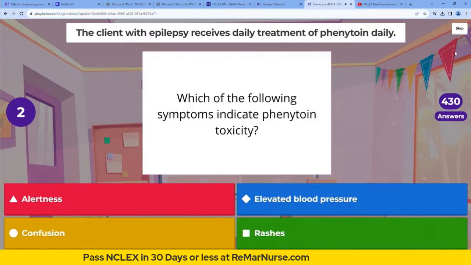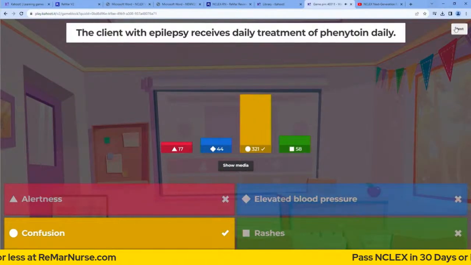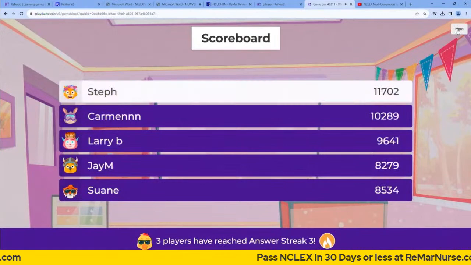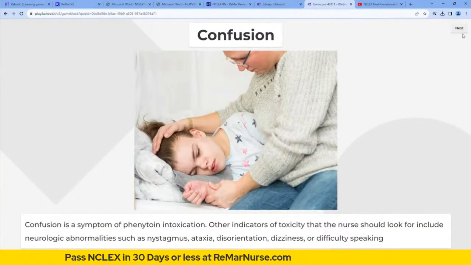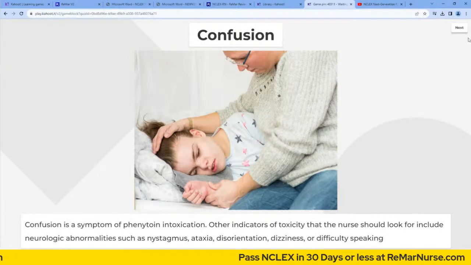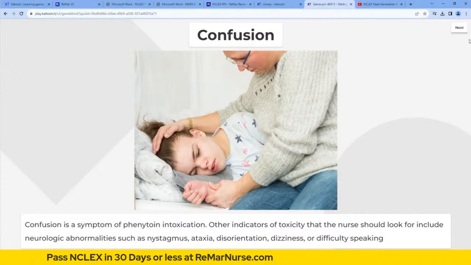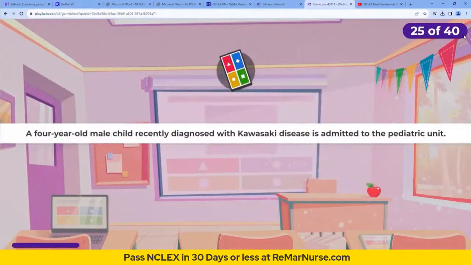I see some blues. I see some greens. I see some yellows. Correct answer was yellow. The majority of you had that one right. So let's see, did our leadership board change? Not too much. Confusion is a symptom of phenytoin intoxication. Other indicators of toxicity the nurse should look for include neurologic abnormalities such as eye changes, so nystagmus, ataxia, disorientation, dizziness, or difficulty speaking.